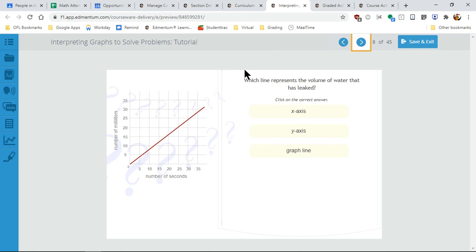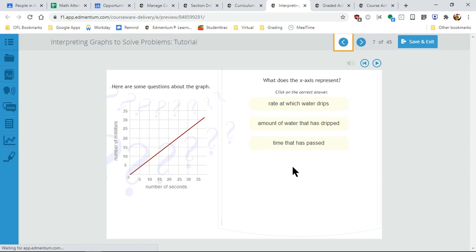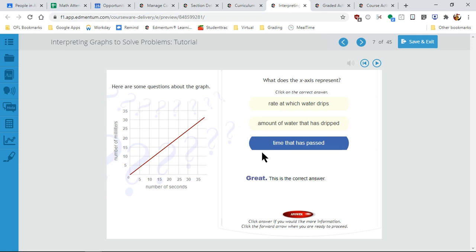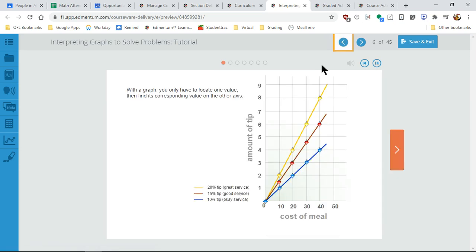All right. So which line represents the volume of water that leaked? So if we look here, here's the number of milliliters, here's the number of seconds. So if we go back to this, what does the x-axis represent? So the x-axis is going to represent the number of seconds. So that part's pretty simple. The time that has passed, right? Nice, simple.